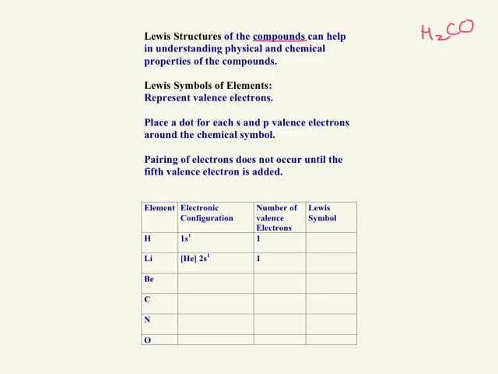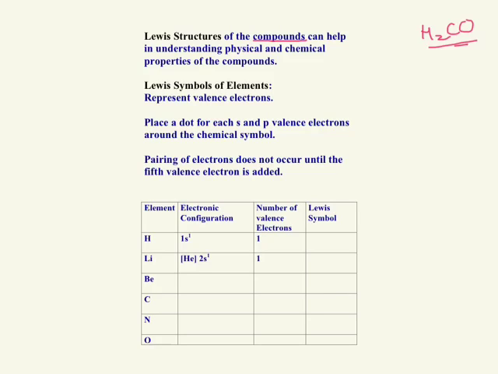H2CO. The formula tells us the number and the identity of all the atoms, but it does not show the connectivity between the atoms. It does not show how these atoms are connected, whether hydrogen is connected to carbon or oxygen. So if you draw a Lewis structure, it shows the connectivity between the atoms as well as where all the bonding and non-bonding valence electrons reside.